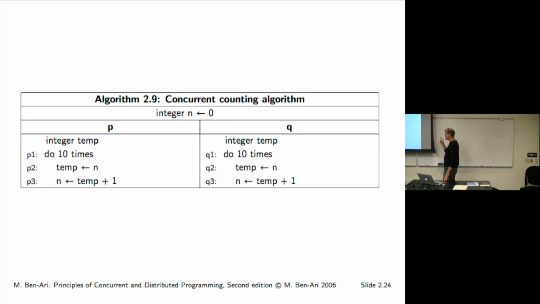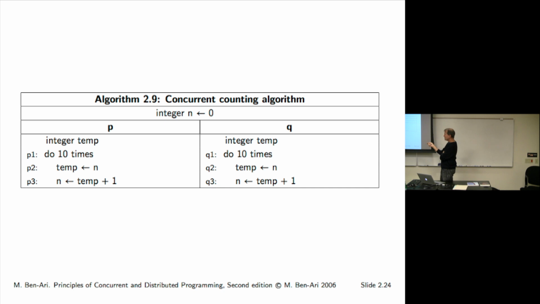Now watch this. Here's algorithm 2.9. This is a counting algorithm, and look at here. We start off with a global variable, a shared variable, so they both have access to N, and it's initialized to 0. And here we have one process, and here we have another process. So here's process P, and we have a little local variable here called temp. Are you with me? And it's an integer.